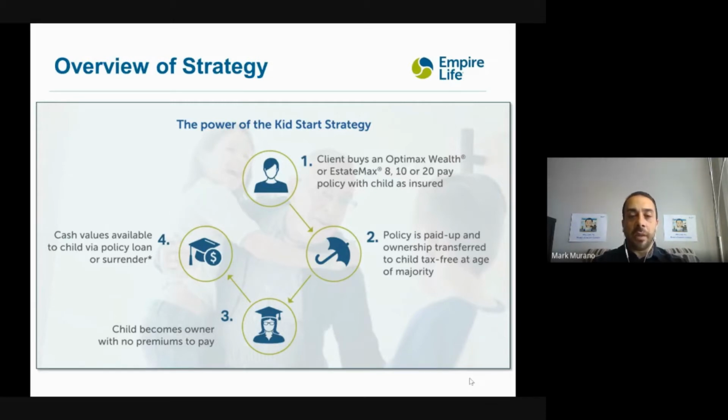Step three, the child is now the owner and has no further premiums to pay because we've typically done a limited pay contract. And then down the road, the fruits of the contract are an ever-growing life insurance contract and substantial cash value relative to premium paid as the years go on, that may benefit the grandchild at various stages of life. So very simplistic contract design once you put some of the pieces together.